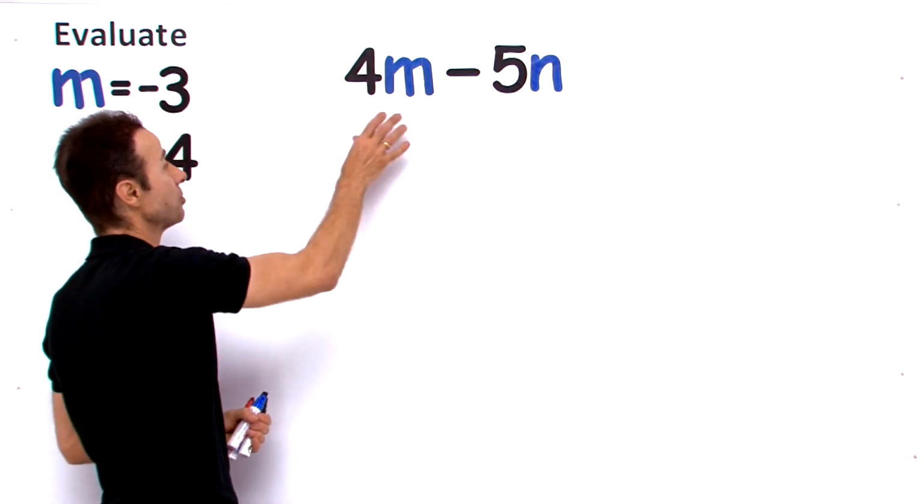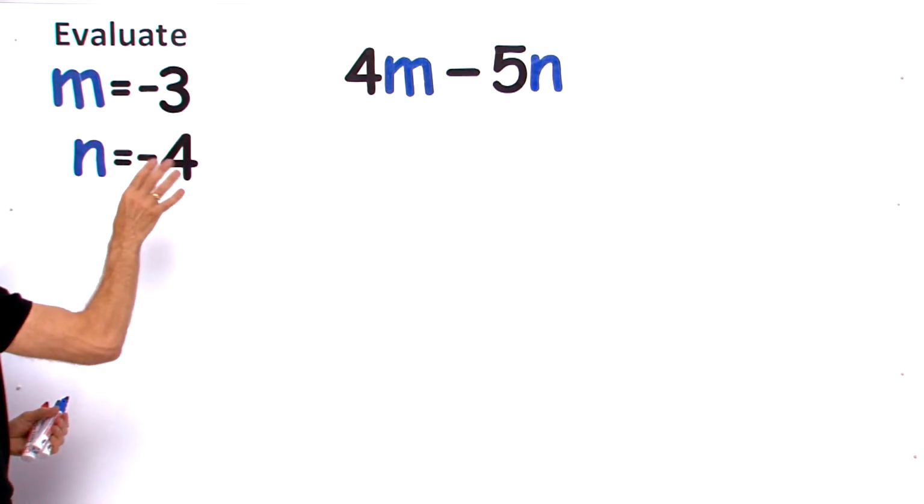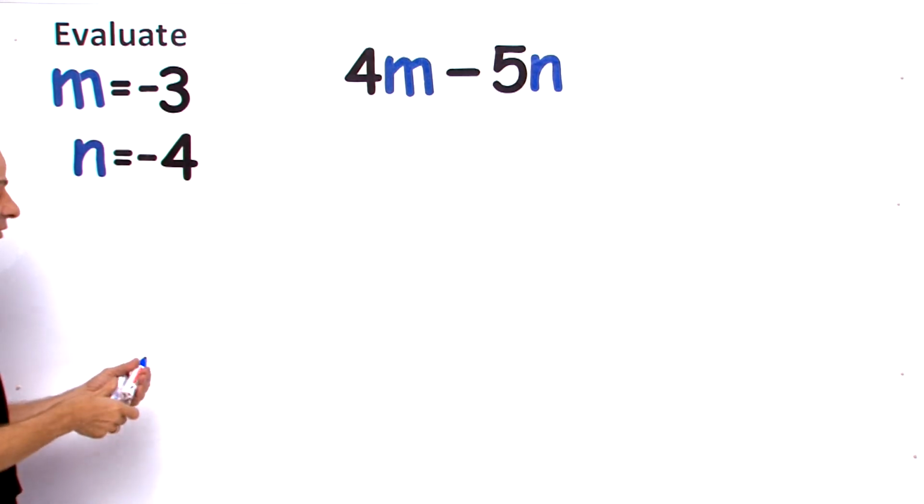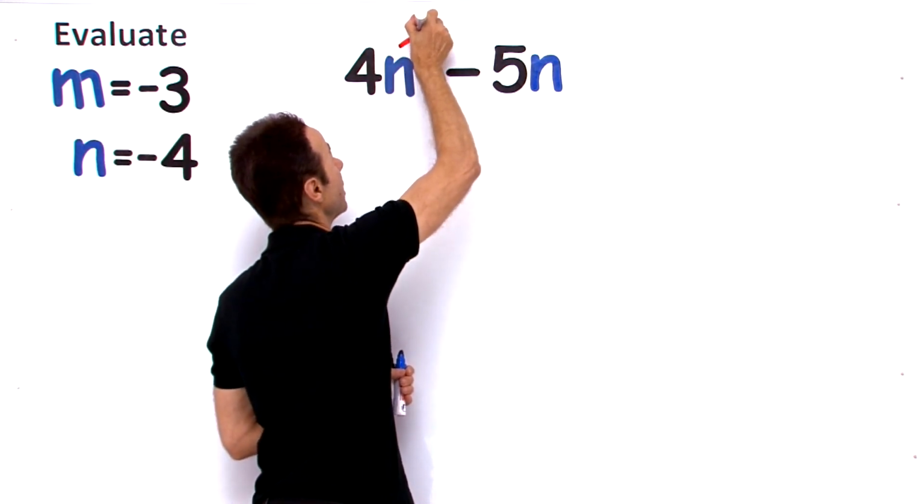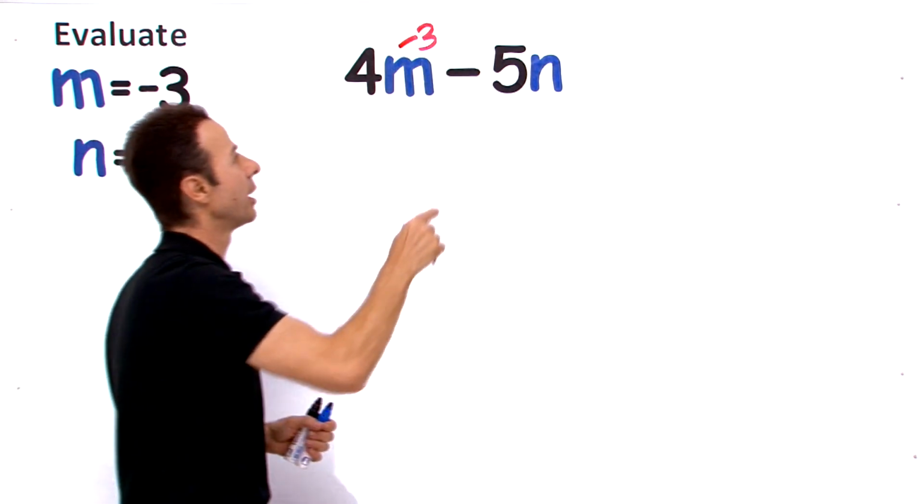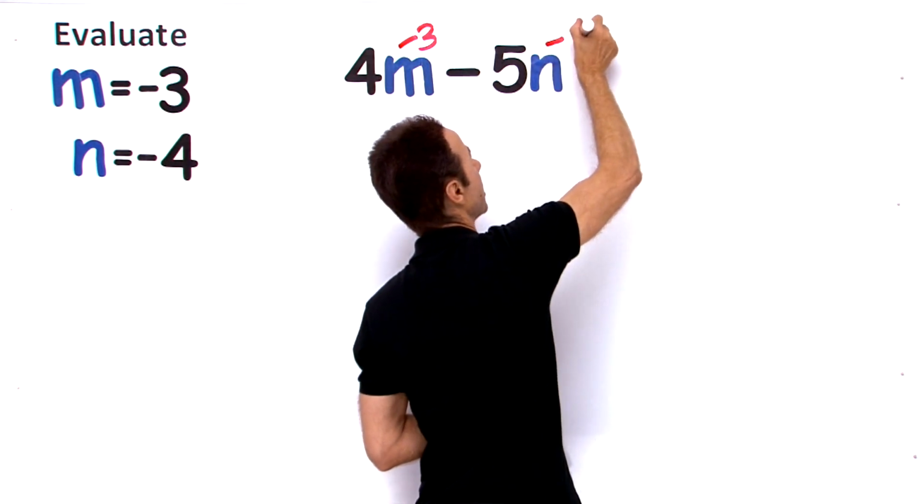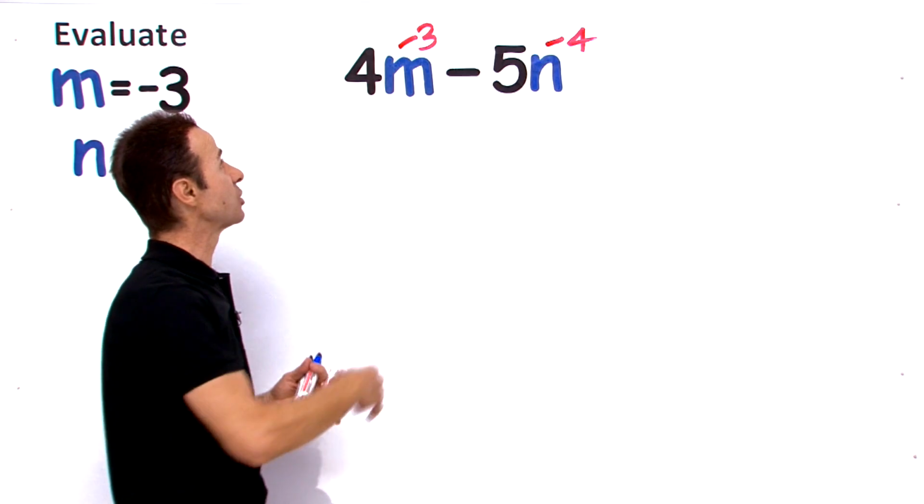So let's take these guys and put them in here. One of the first things I want to do is write up what each one is. Let's begin with the m. m equals -3. I'd like to write that on top of the m, so we know we're going to put -3 in there. And the value of n equals -4, I'm going to put it on top of the n so we can replace it. This saves us from making any errors. Okay, let's replace these guys.